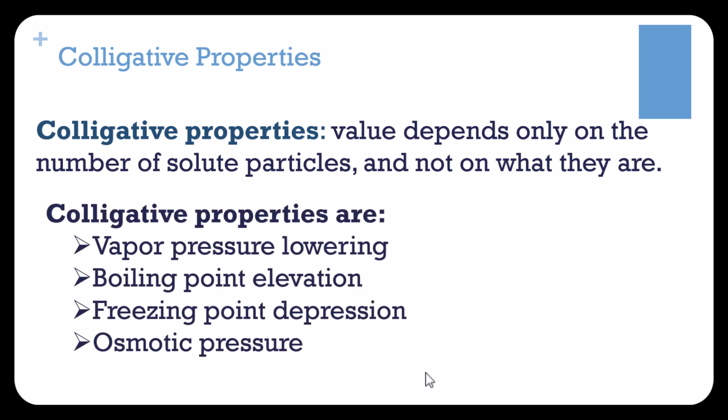The colligative properties that we're going to study are vapor pressure lowering, boiling point elevation, freezing point depression, and osmotic pressure. In this video, we're going to dive into vapor pressure lowering. The next video will be boiling point and freezing point, which is what we do in the lab. And then the last couple of videos will be on osmotic pressure. So let's dive into our first colligative property and look at how vapor pressure is lowered based on the number of particles in solution.